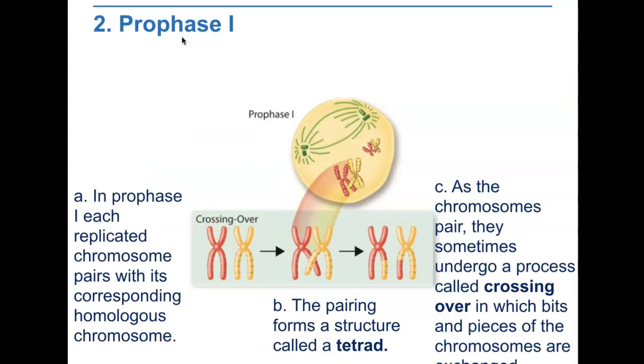After interphase I, the cell begins to divide and the chromosomes pair up. In prophase I of meiosis, each replicated chromosome pairs with its corresponding homologous chromosome. This pairing forms a structure called a tetrad, which consists of 4 chromatids. As the chromosomes pair, they sometimes undergo a process called crossing over, in which bits and pieces of homologous chromosomes are exchanged. Crossing over produces new combinations of alleles on each chromosome.